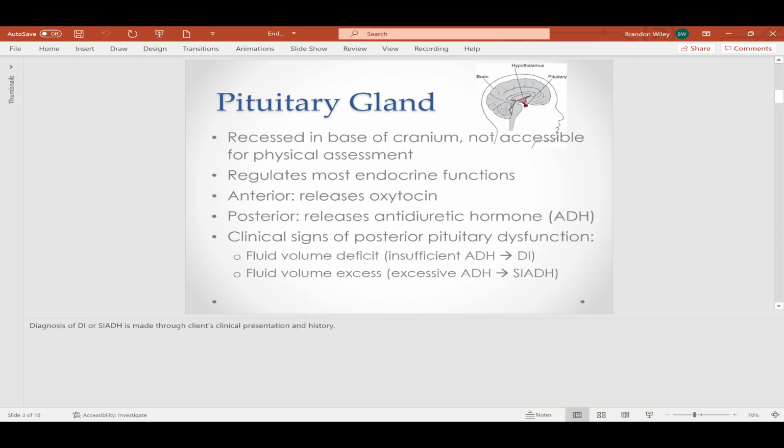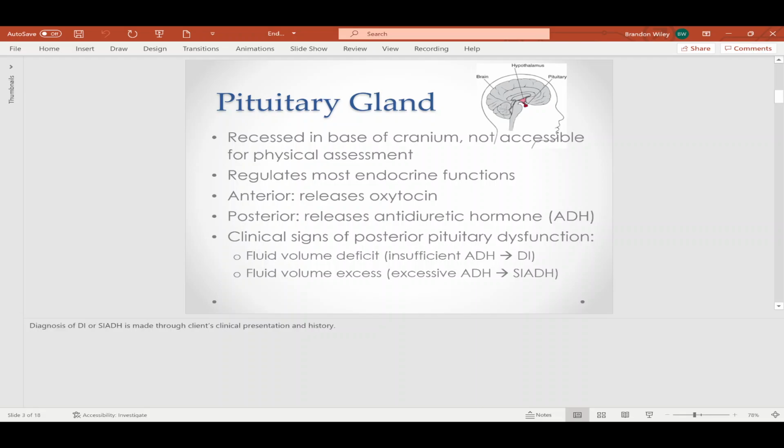It regulates most endocrine functions, so there is an anterior and posterior portion. Your anterior releases oxytocin, which you guys are in OB right now, so you can tell me what oxytocin is. Yeah, it helps contract the uterus. So that is an OB thing. We will not be talking about that in critical care.